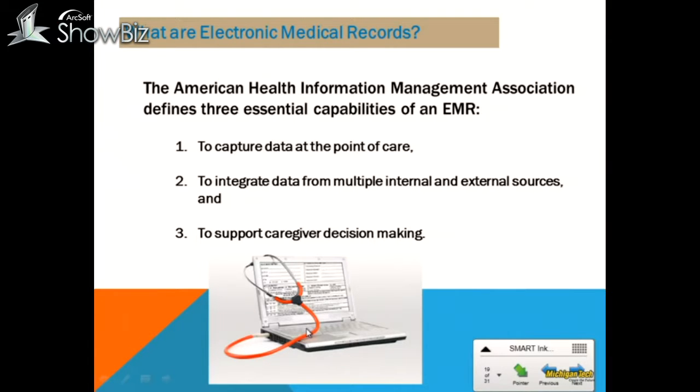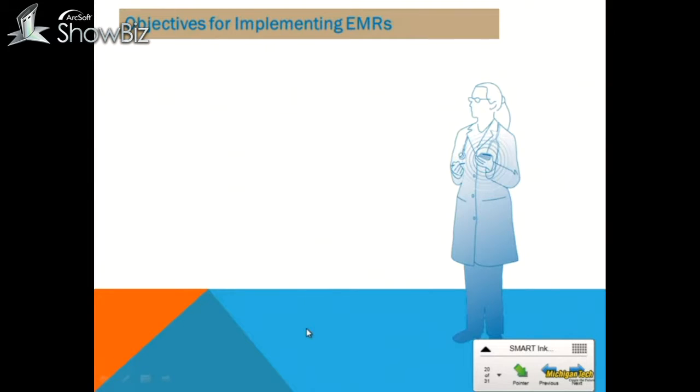Support care and decision making. That's what we talked about just now. You have some tools to help you make decisions. Objectives for improving EMR: one is to improve the quality of care. The second is to avoid adverse drug events.